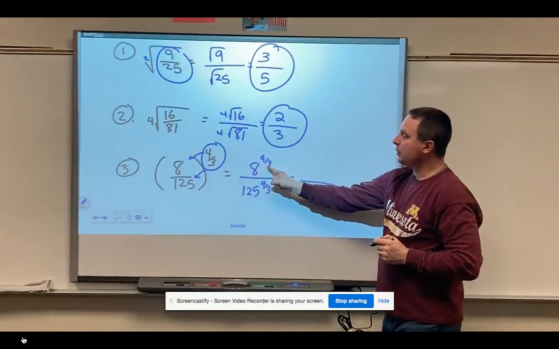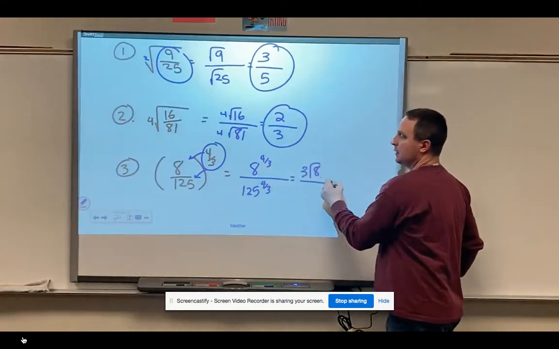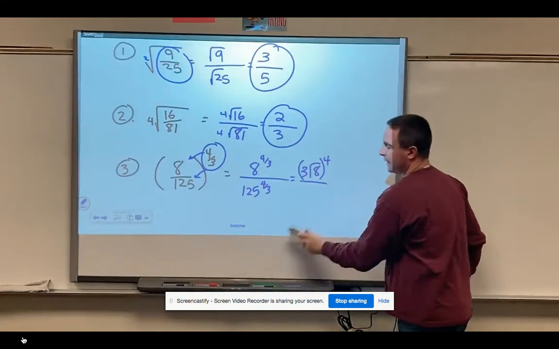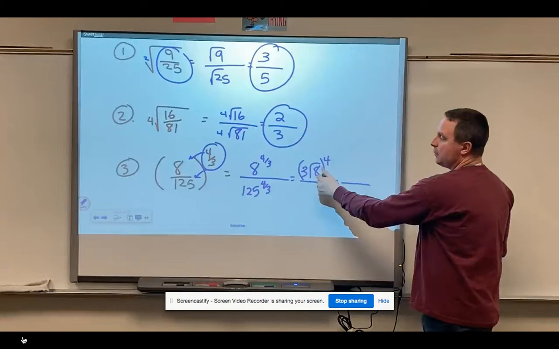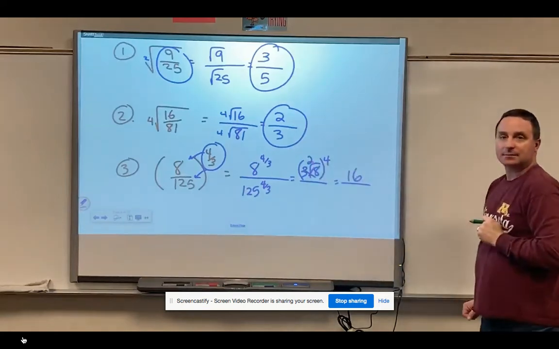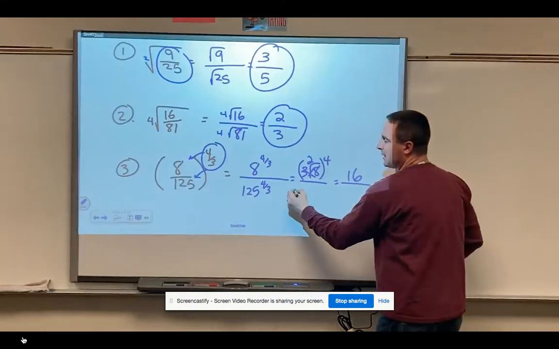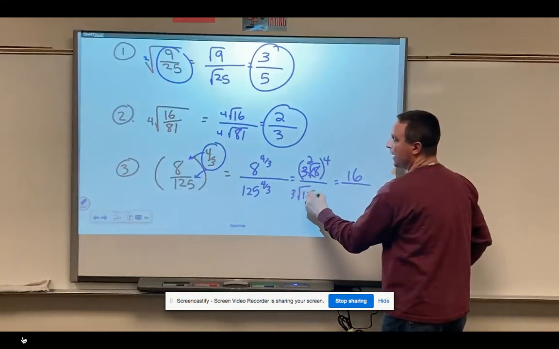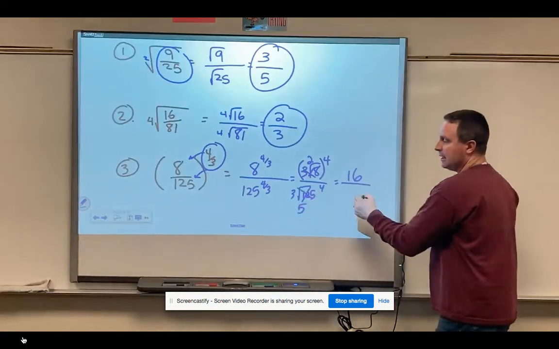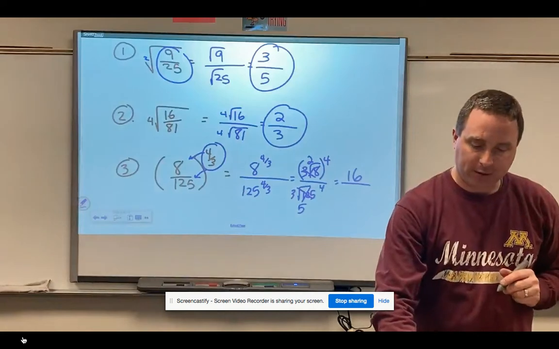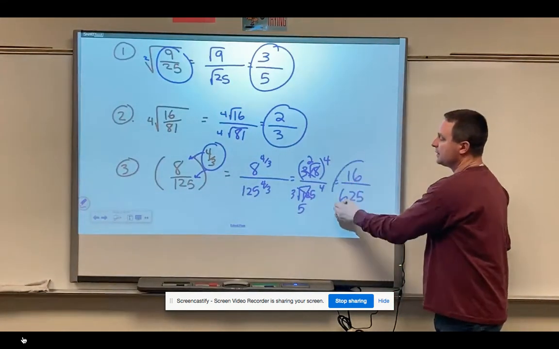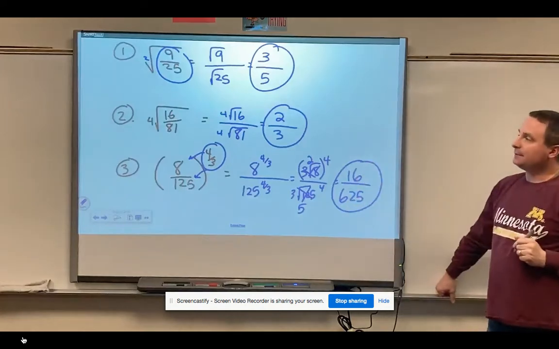This means the cube root of 8 to the 4th power. It's a bit nicer here. The cube root of 8 is 2, and 2 to the 4th power is 16. Okay. Down here at the bottom, this means the cube root of 125 to the 4th power. The cube root of 125 is 5. And then 5 to the 4th power, if I look at my sheet, that's going to tell me 625. So it would be 16 over 125.